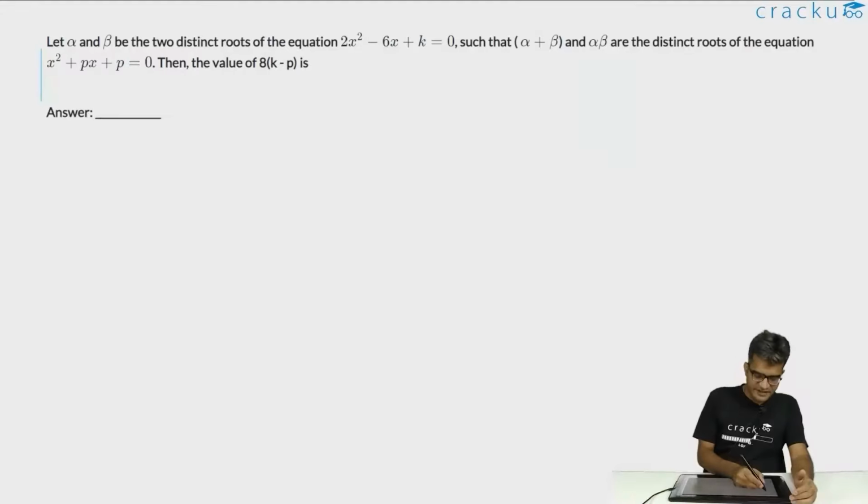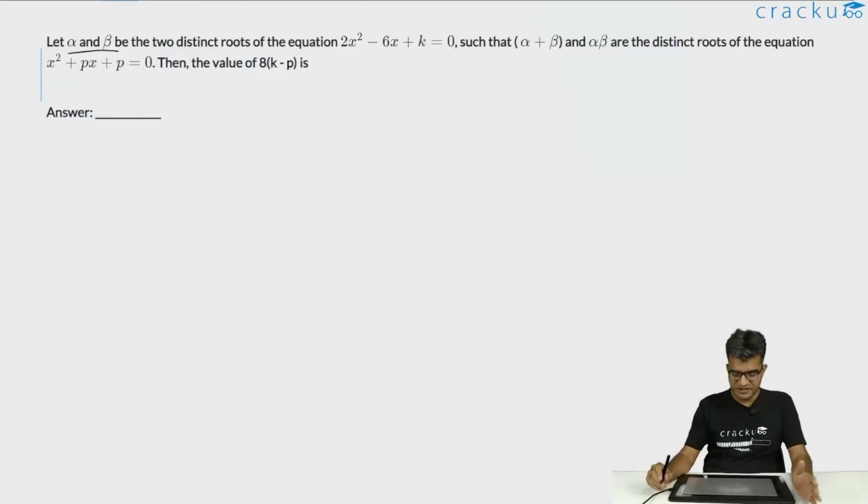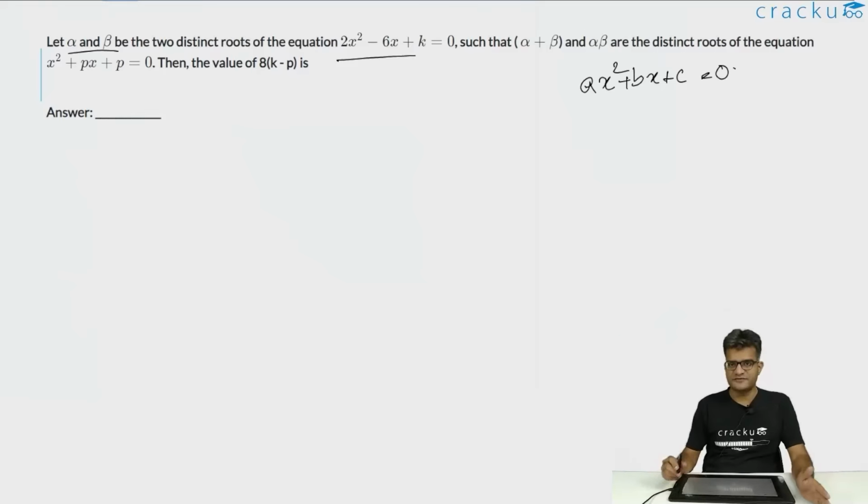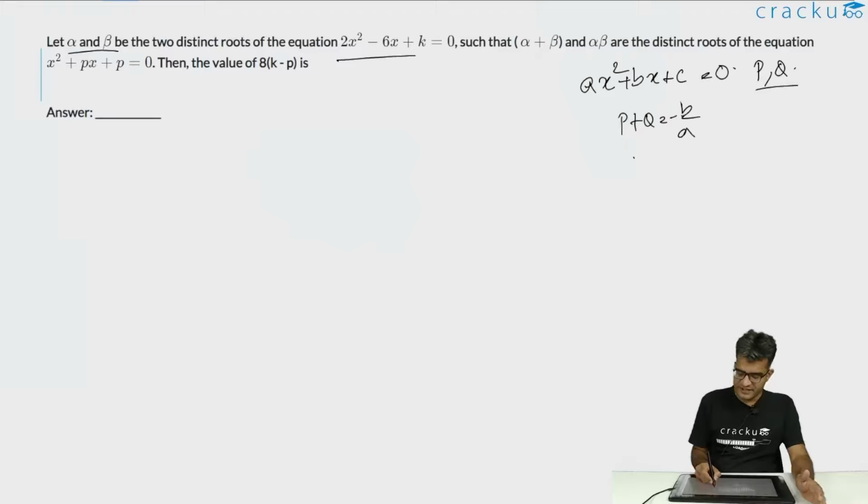In this question, we are told that alpha and beta are two distinct roots of the equation 2x square minus 6x plus k. We know that if you are given a quadratic equation which is of the form ax square plus bx plus c is equal to 0, and if you are told that the two roots of this equation are p and q, the sum of the roots p plus q will be equal to minus b by a, and the product of the roots p into q is equal to c by a.